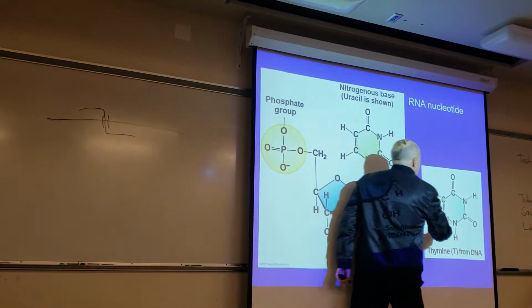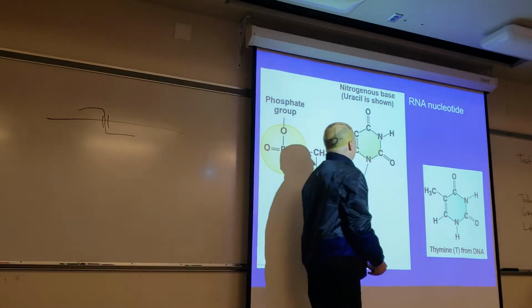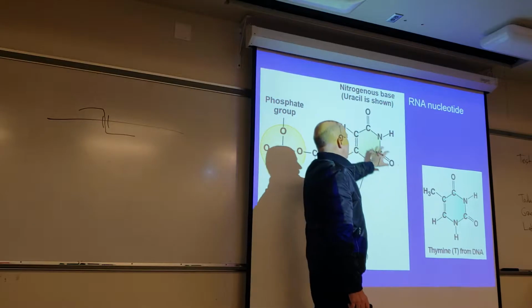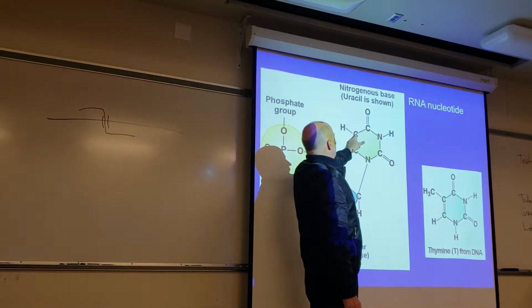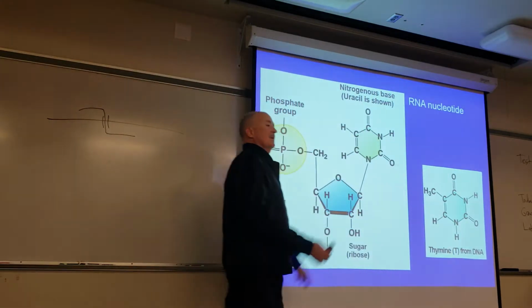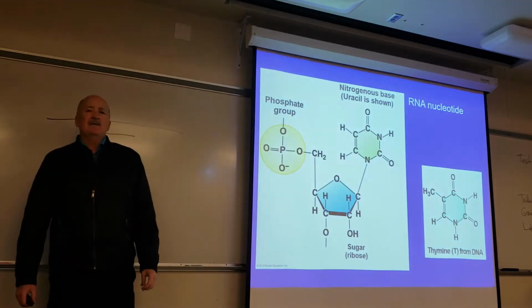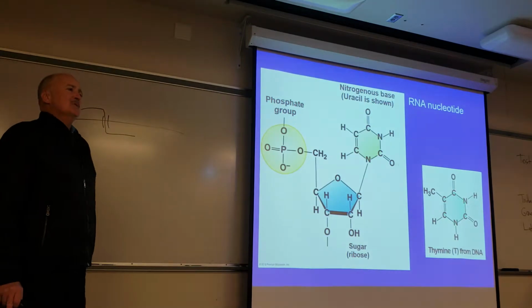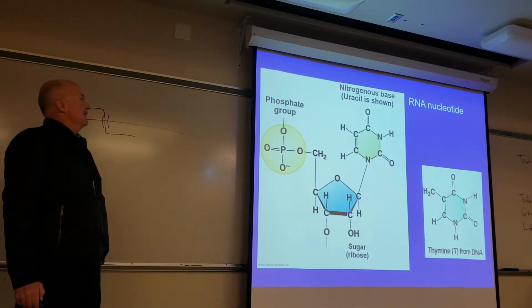By contrast, here's the thymine base out of DNA. You can see it's almost the same, but this one goes carbon-hydrogen, this one has an extra carbon. The ring is otherwise the same. So you've got a slightly different looking base there taking the place of thymine.